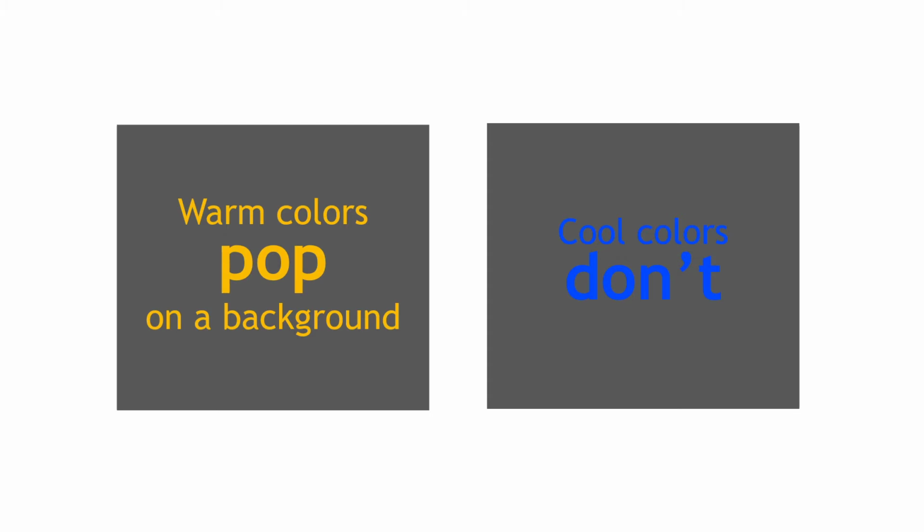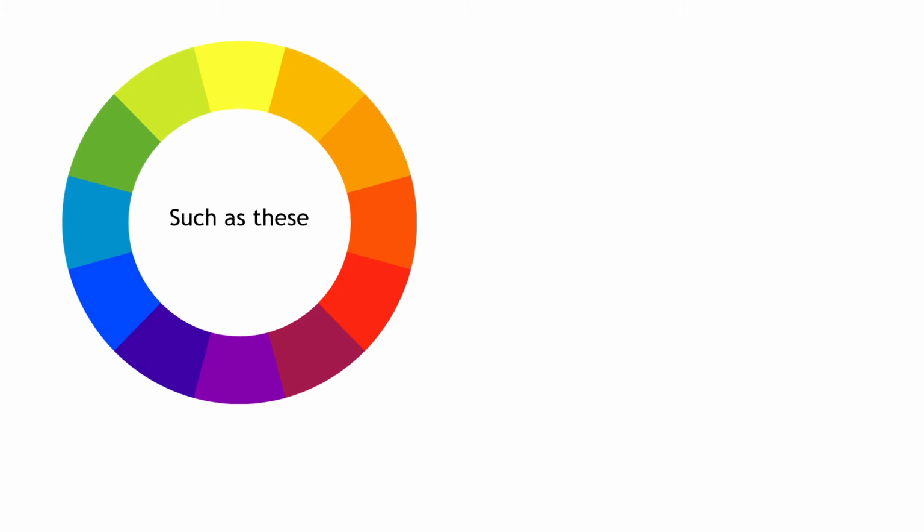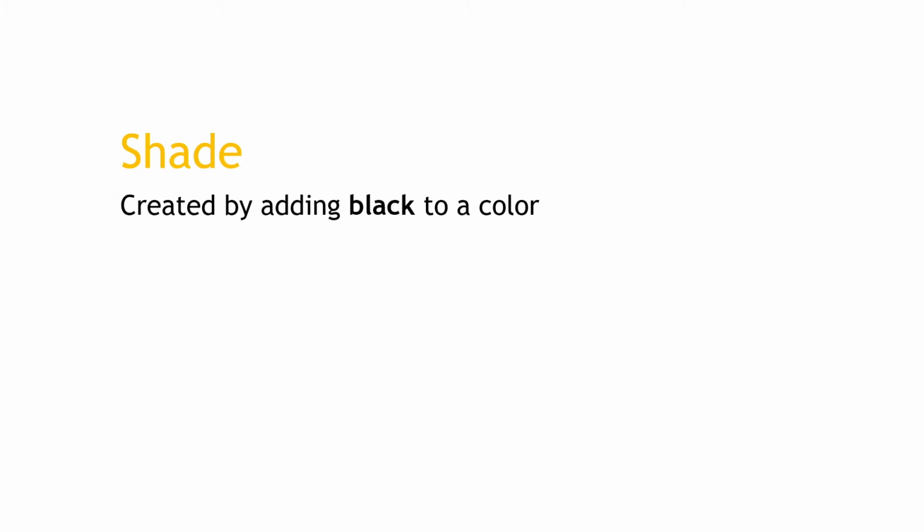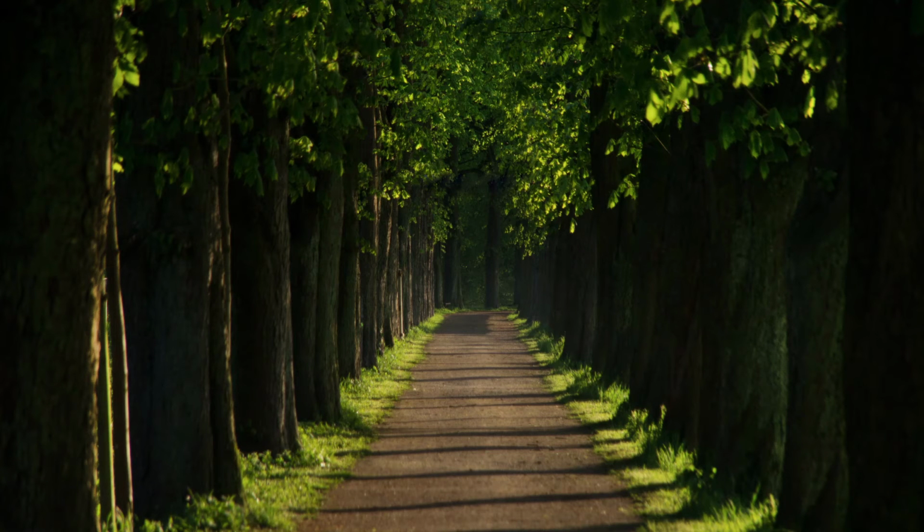Now let's talk about some additional terminology you might hear as you're learning about color. First is hue, which is a pure color, such as these on the color wheel. This hue is really your baseline. And then a shade is created by adding black to a color. The way I remember shade is I think about a tree and how it casts dark or black shade.